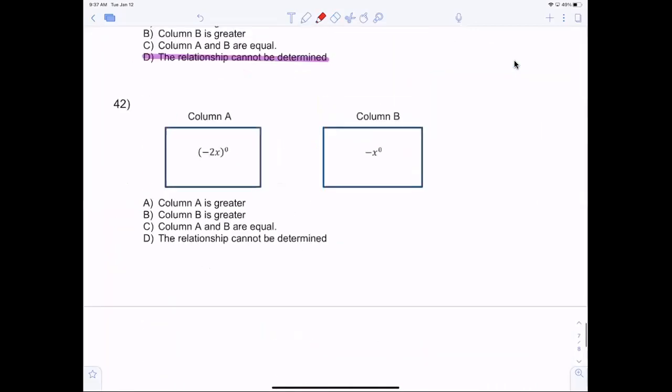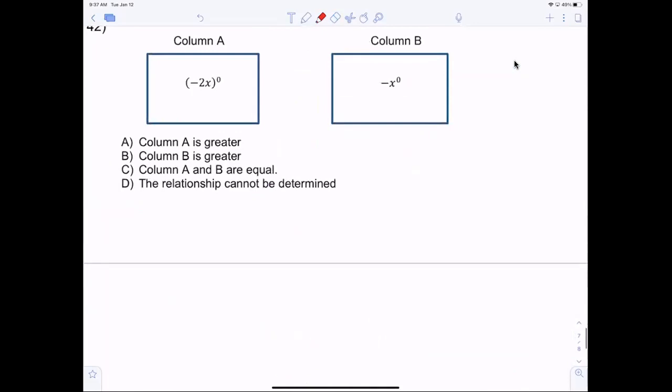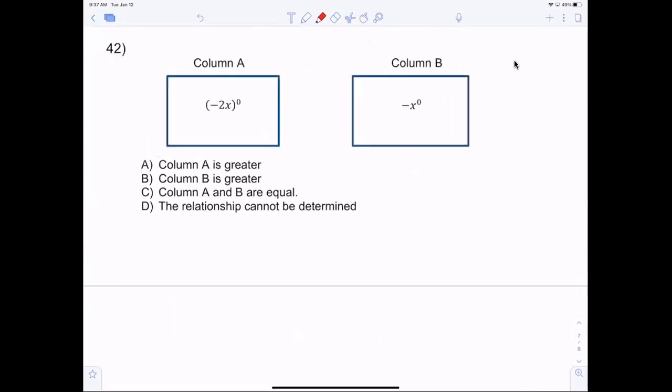All right, let's check out 42. All right, here we go. Trimble, what is the answer to 42? C. Anybody else agree with that? I got zero. C. Jensen, what garbage is coming out of your mouth today?